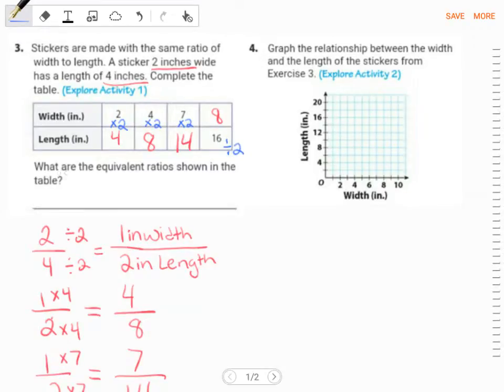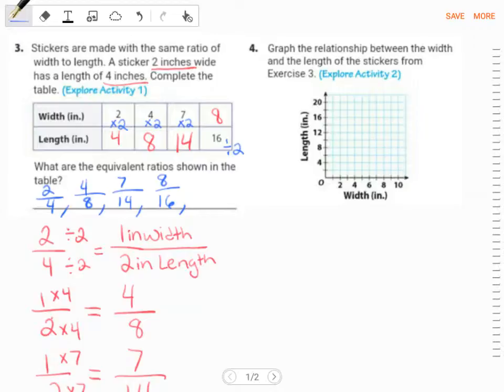Now it says, what are the equivalent ratios shown in the table? Well, our equivalent ratios would have been 2 to 4, 4 to 8, 7 to 14, and 8 to 16. And guys, these are all equivalent ratios.